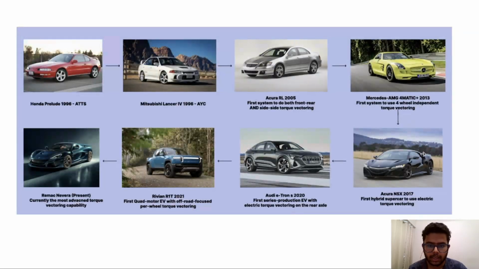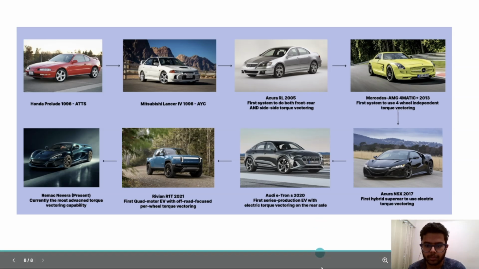These are some of the iconic cars that introduced major torque vectoring milestones, from the Honda Prelude to modern EVs like the Rivian and Audi e-tron S. So overall, torque vectoring is a key technology that enhances vehicle stability, safety, traction, and performance, especially in modern electric vehicles, where precise and instant torque control is possible.